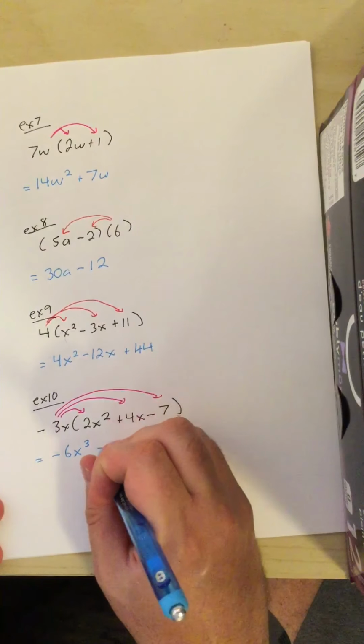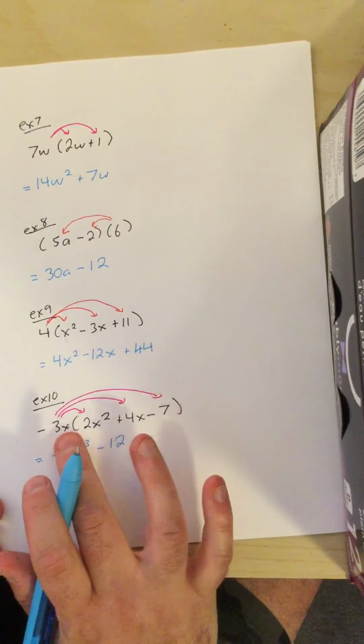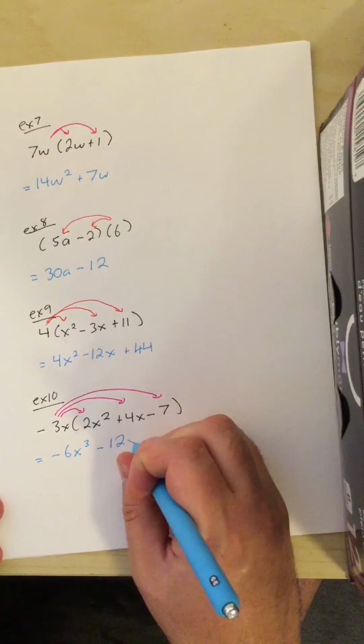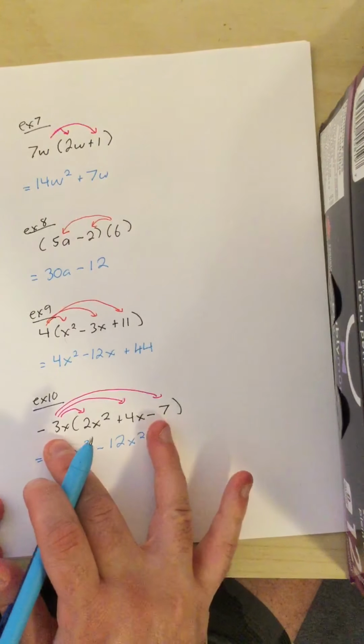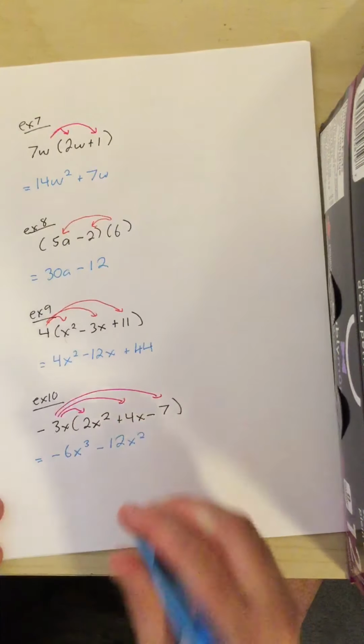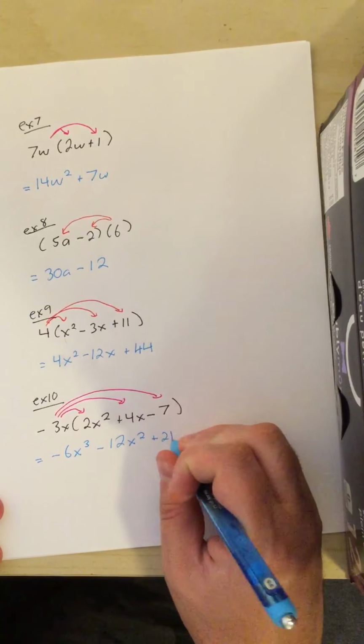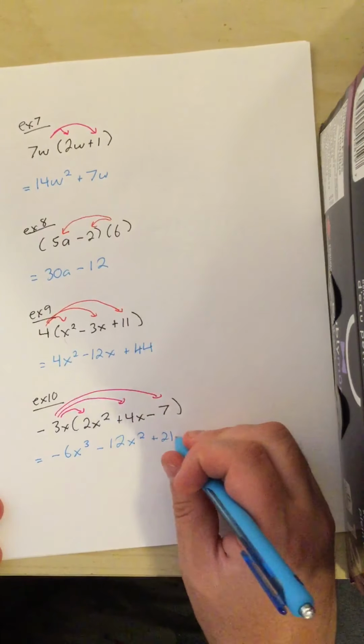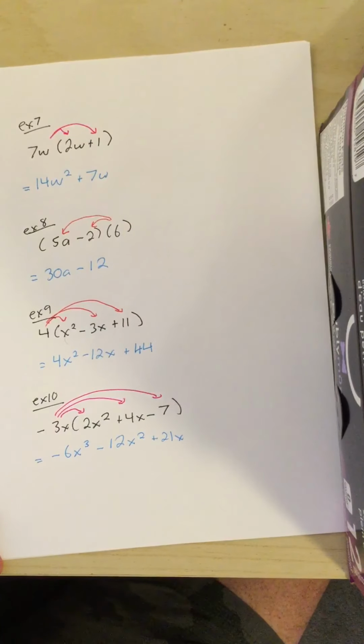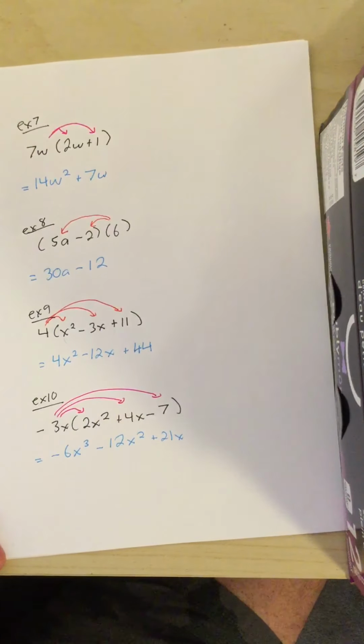Minus 3 times 4 is minus 12, and x times x is x squared. Minus 3 times minus 7, a negative times a negative is a positive. And you can use your calculator, of course, for all of this. Positive 21x. And when you expand that, that's the solution to it.